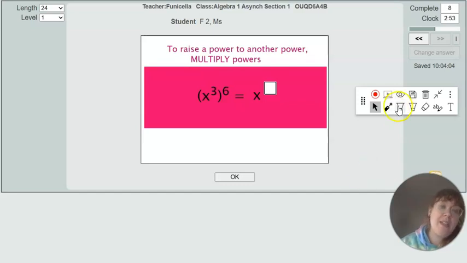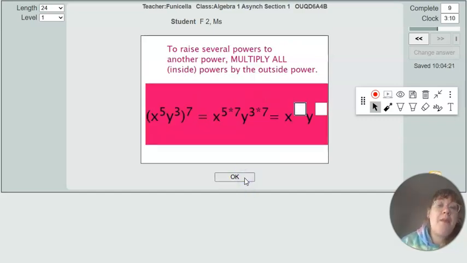X cubed raised to the sixth power. Again, we have 2 exponents here, 3 and 6. When we multiply them, 3 times 6 gets us 18. So that's an x to the 18th power.